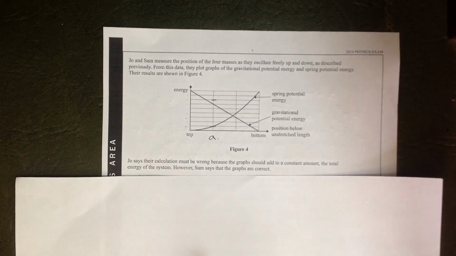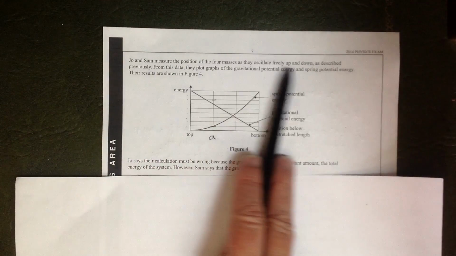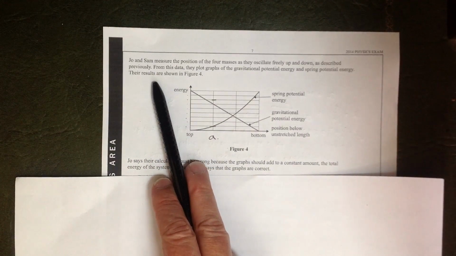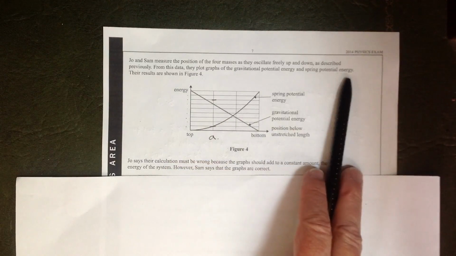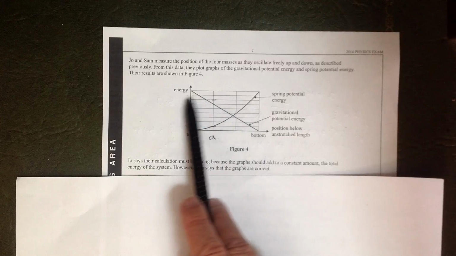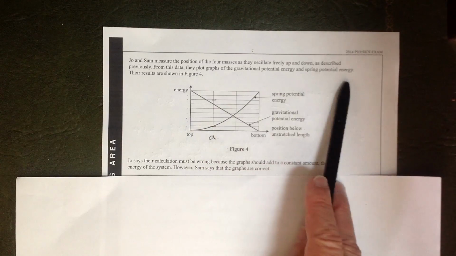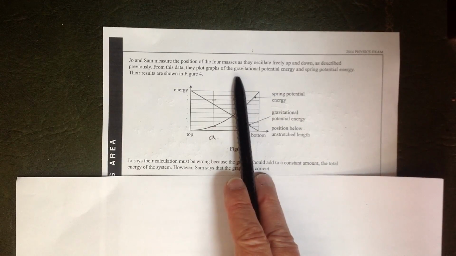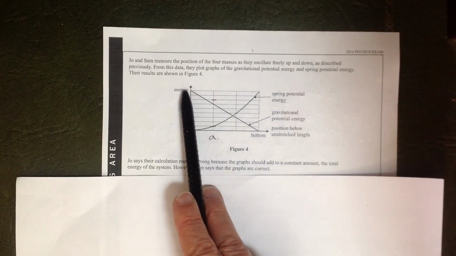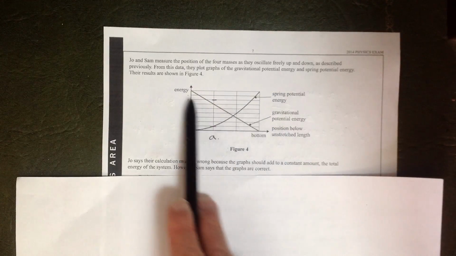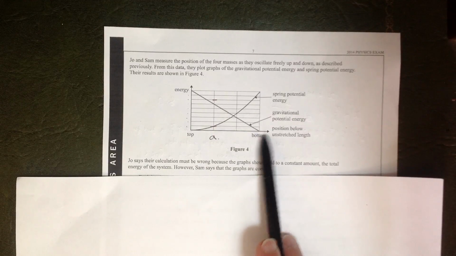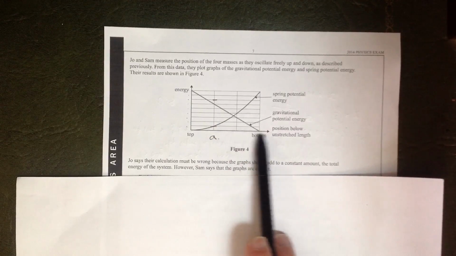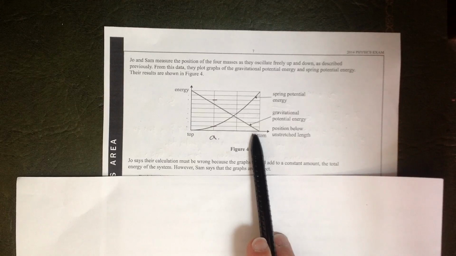Okay, now the next part of the question continues this idea of examining the energy that's going on. So Joe and Sam measure the four masses as they oscillate up and down, and they've plotted a graph of the two energies that are involved. Gravitational potential. So here's our gravitational potential. At the top it's at a maximum, at the bottom it's at its minimum, if we call that bottom our 0 point, which we did in the last question.